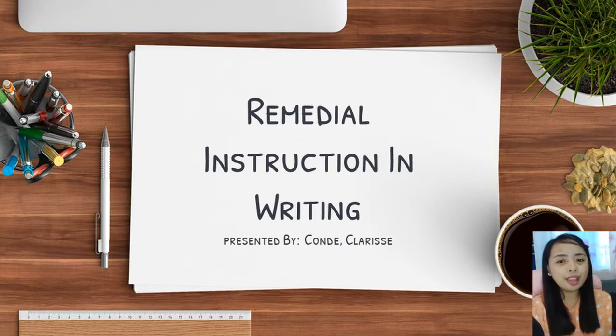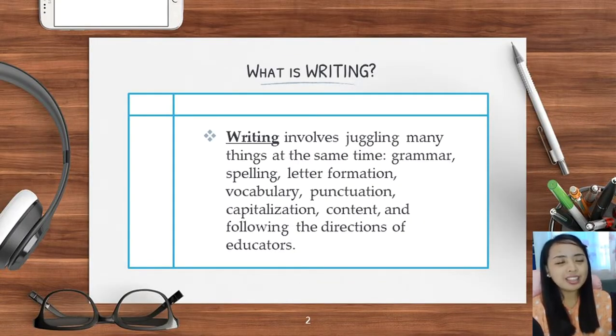First, let's define what is writing. Writing involves juggling many things at the same time: grammar, spelling, letter formation, vocabulary, punctuation, capitalization, content, and following the directions of educators. So when we say writing, it is the process of using symbols such as the letters of the alphabet, punctuations, and spaces just to communicate thoughts and ideas in a readable form or in written expression.